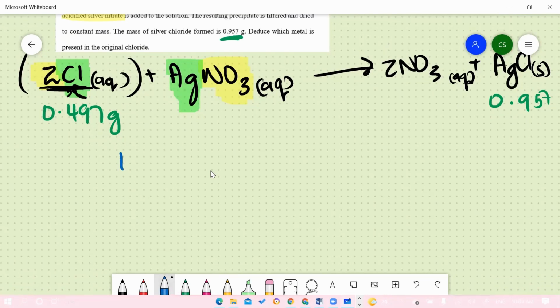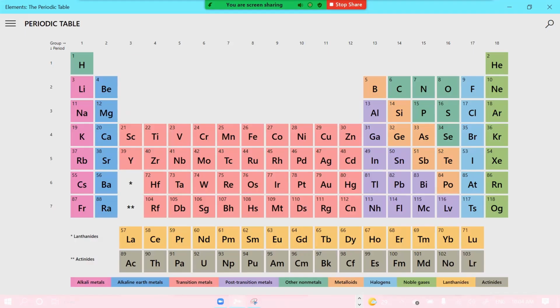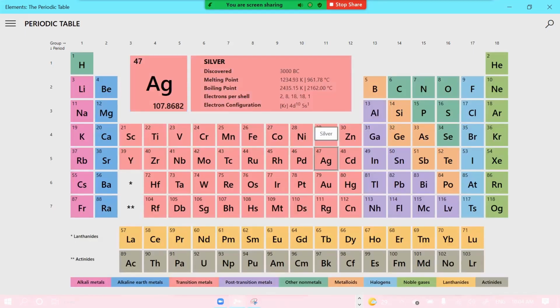So 1 mole, we're doing it like this. 1 mole of AgCl is equal to what? Silver is 108.